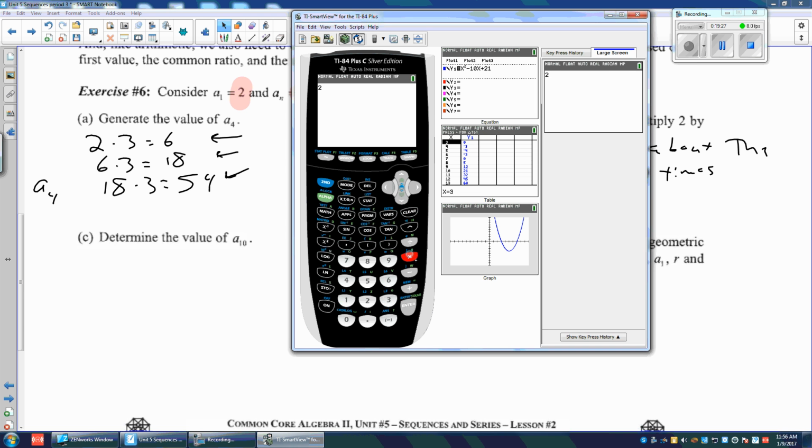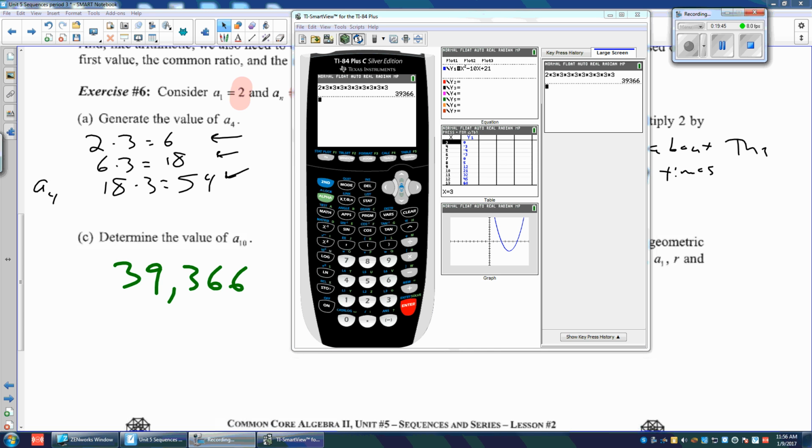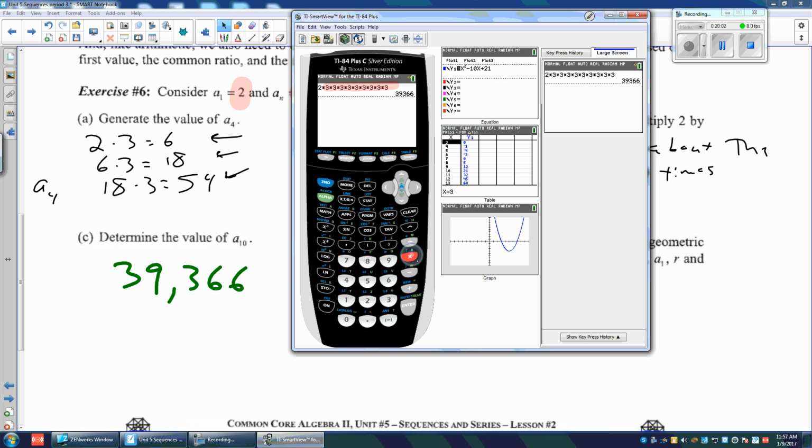So the first number was 2, and then the second number multiplied by 3, third, fourth, fifth, sixth, seventh, eighth, ninth, 10th. 39,366. Hang on here a second. Let me see. 1, 2, 3, 4, 5, 6, 7, 8, 9. There must have been an easier way to do repetitive multiplication other than writing it down. Repetitive multiplication. Oh, there it is. 2 times 3 exponent 9.